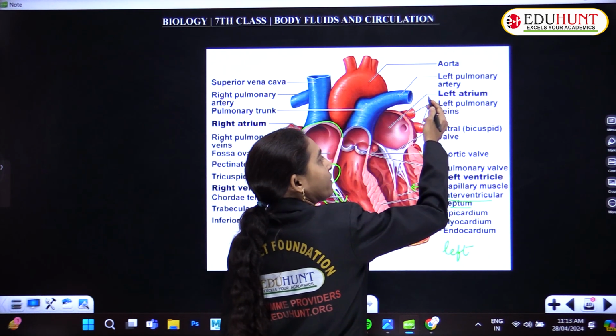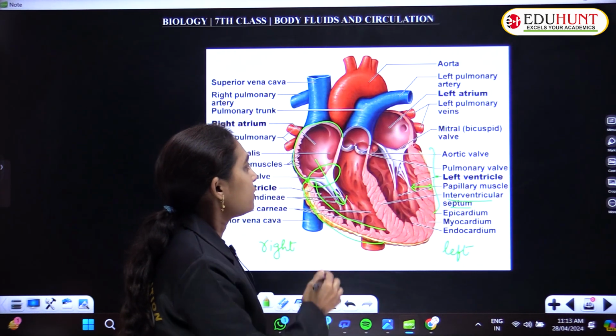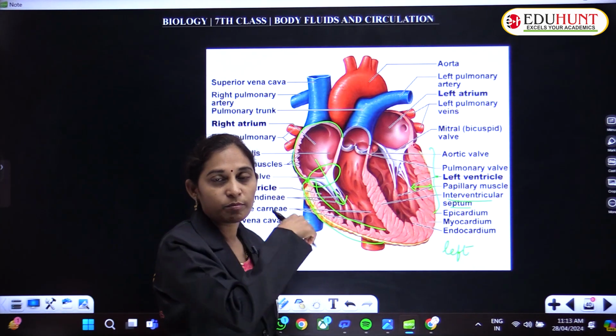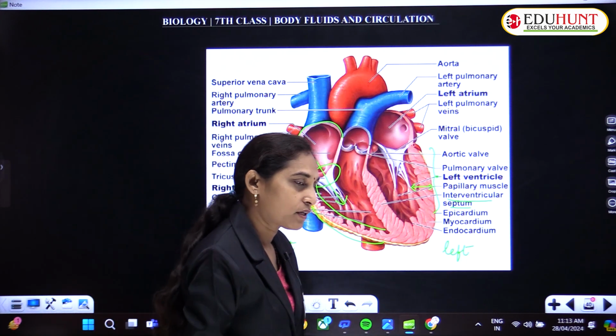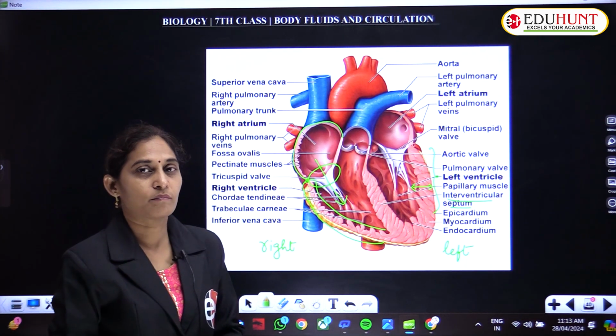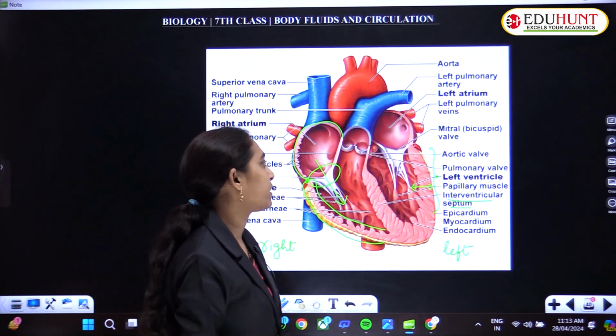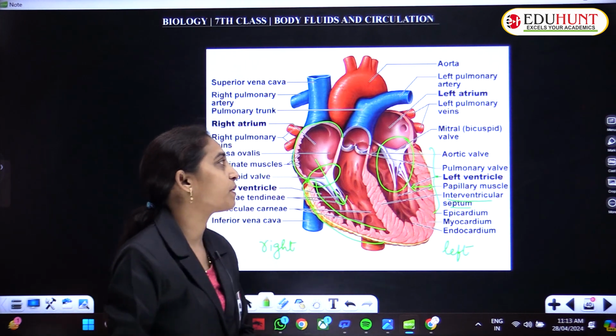Once it receives the oxygenated blood, the oxygenated blood moves into the ventricle, and once it has moved into the ventricle it never goes back into the auricle, because there is a valve called the mitral valve or the bicuspid valve.